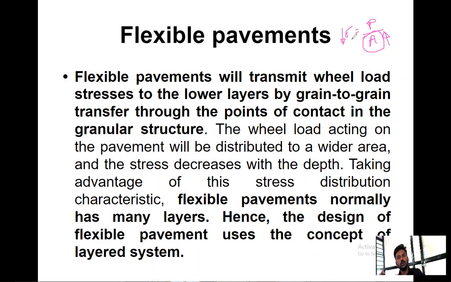In the rigid pavement there is a single layer only, or else we go with two layers. But in the flexible pavements there are a number of layers: surface layer, binder layer, then the sub base layer, subgrade layer. In the rigid pavement there is only the concrete layer at the top, that is the surface layer, and the base layer. So we need to use the concept of a layered system in the flexible pavement.